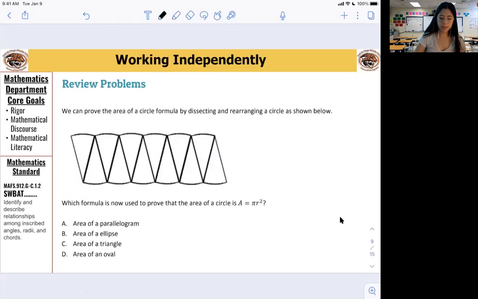An ellipse is kind of like an oval, but it's more precise than an oval. It's a specific type of oval. All right, I see 2 answers in so far.